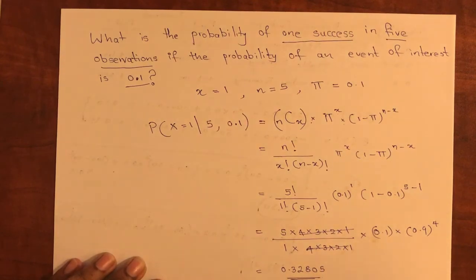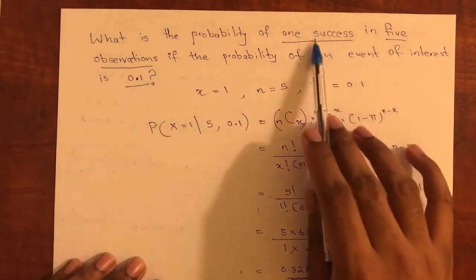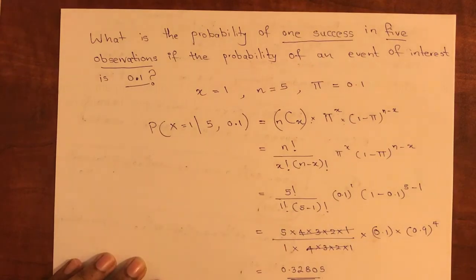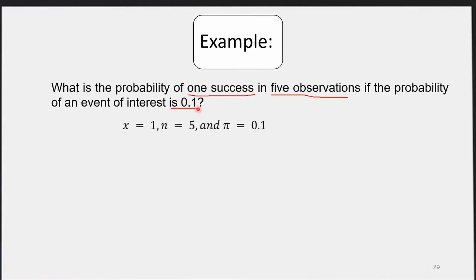So that is the probability of one success in 5 observations if the probability of being successful is 0.1, and that is how you calculate this. Right. So when we are solving it, we note down that x is equal to 1. That is what we want, one success. And there are 5 observations. That is why n is equal to 5. And the probability of an event of interest is pi, which is 0.1.